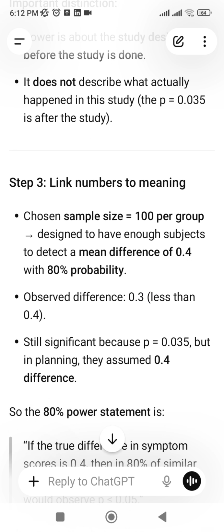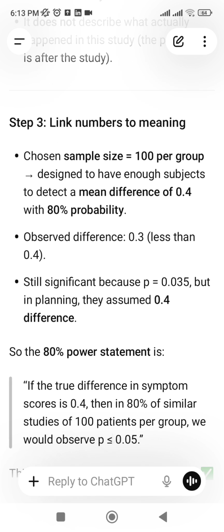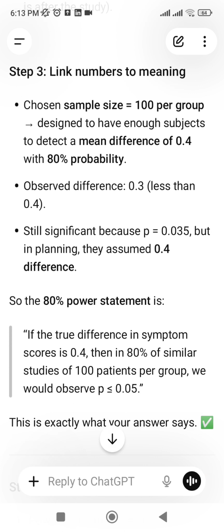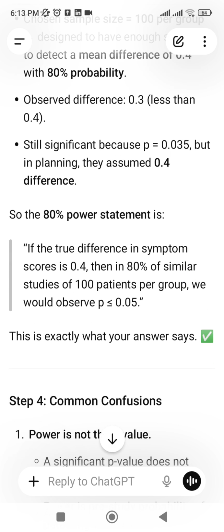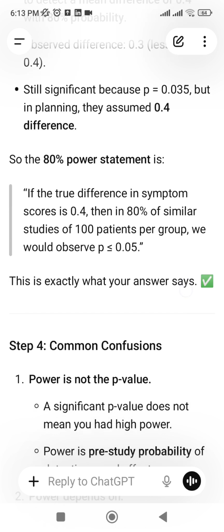Link the numbers to meaning. Chose a sample size of 100 per group, designed to have enough subjects to detect a mean difference of 0.4 with the probability of 80%. Observed difference is 0.3, less than 0.4. Still significant, p-value is equal to 0.035, but in planning they assumed a 0.4 difference. So the 80% power statement is: if the true difference in the symptom score is 0.4, then in 80% of the sample studies of 100 patients per group, we would observe a p-value less than or equal to 0.05. So this is the correct answer.